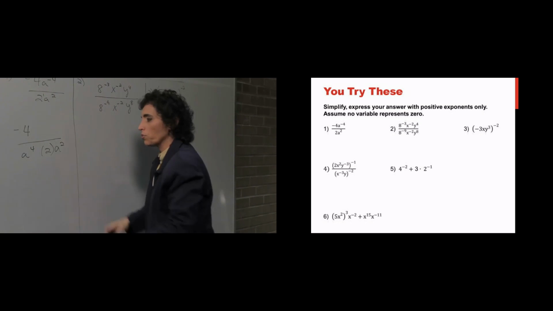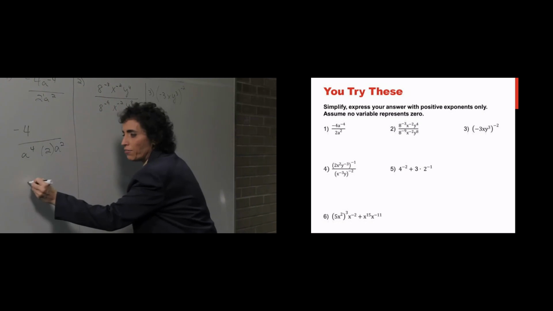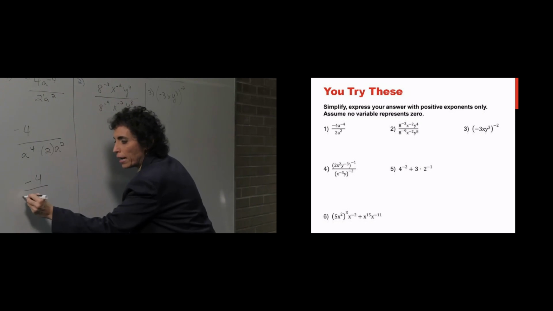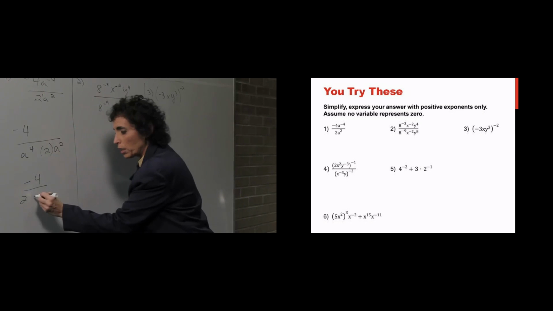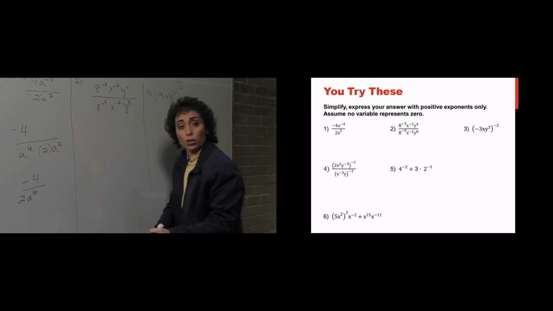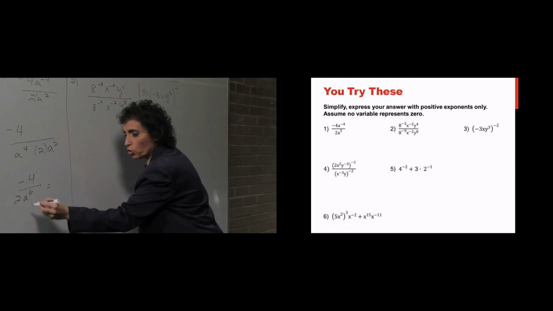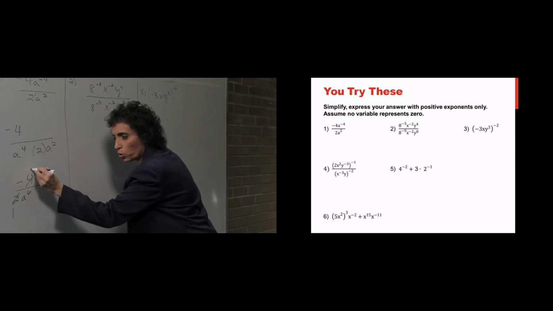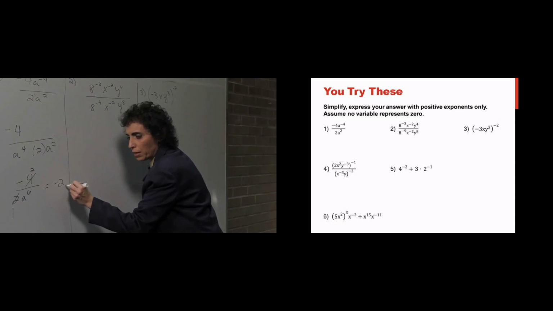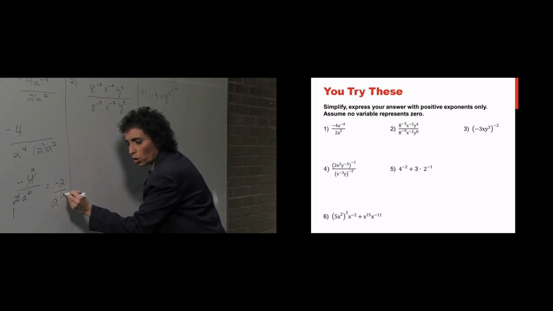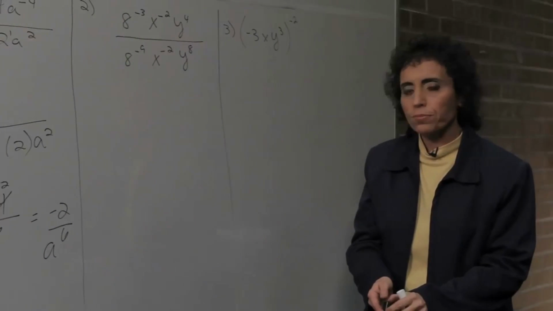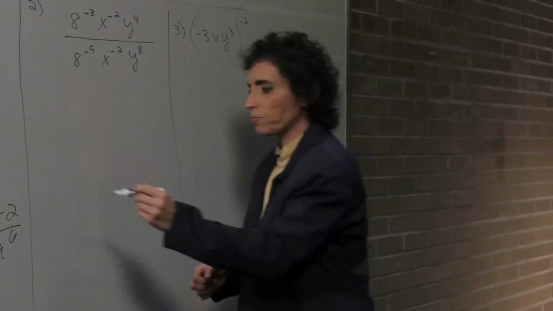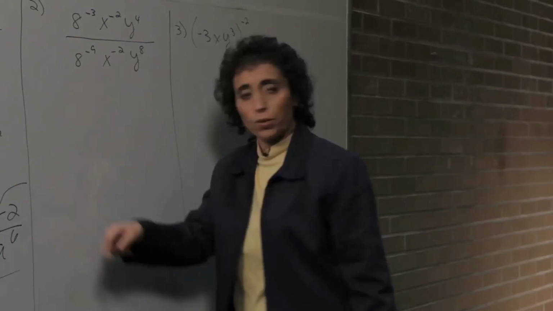Okay, a squared is positive. It stays down also. So on the top, I have negative 4. On the bottom, I have 2, a squared times a to the 4th. We're multiplying, so we keep the base and we add the exponents. Now we can reduce. 2 goes into 2 once, 2 goes into 4 twice, but just make sure we keep that negative. So it's negative 2 over a to the 6th, and that's it. And we're done. All right, so that was pretty cool.